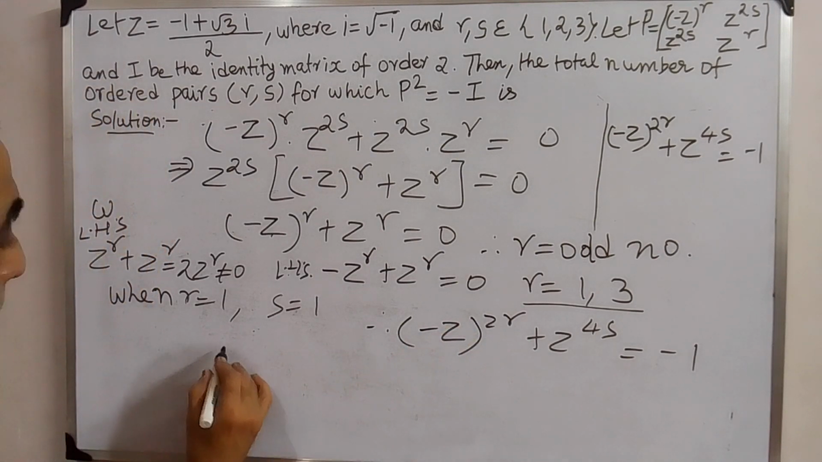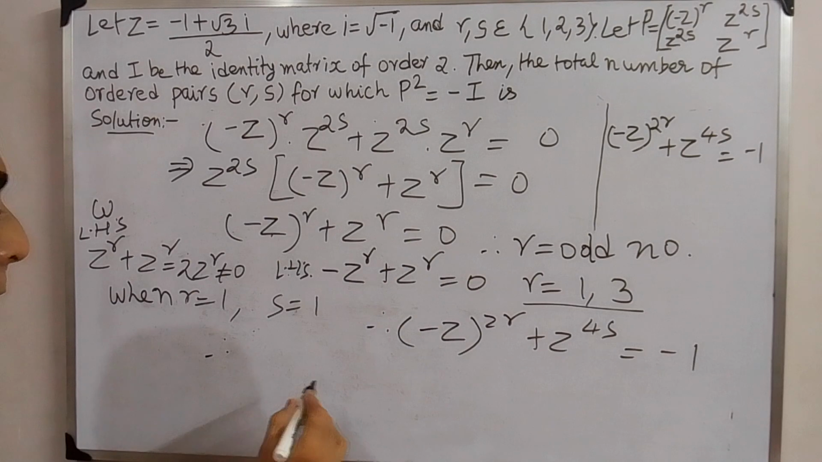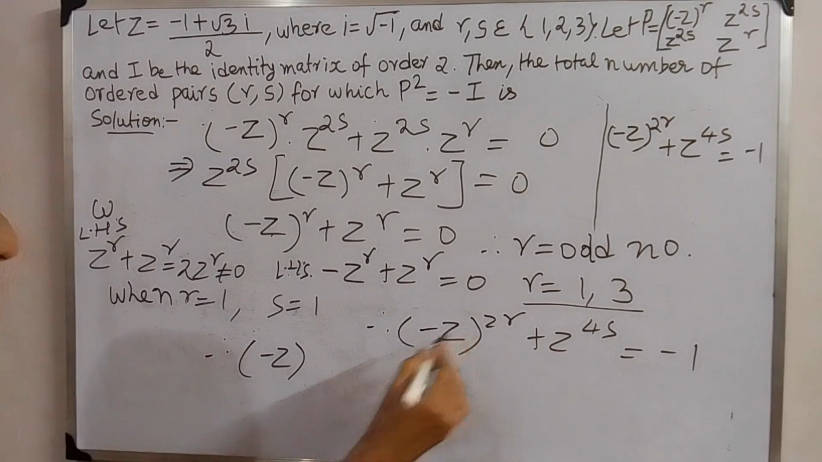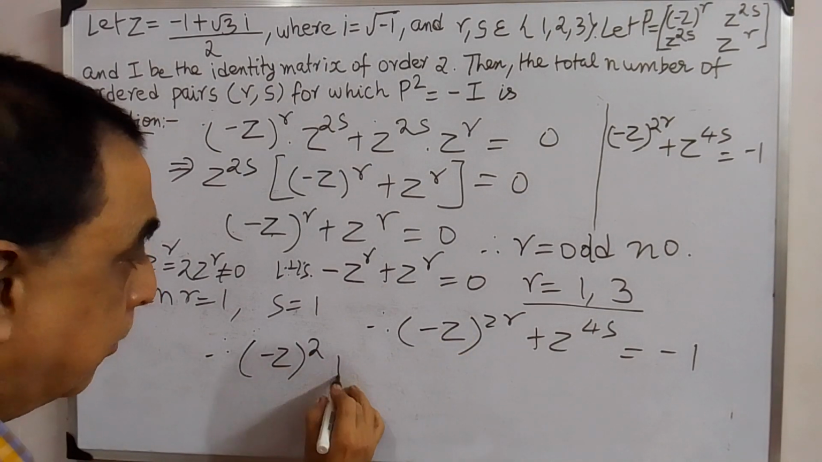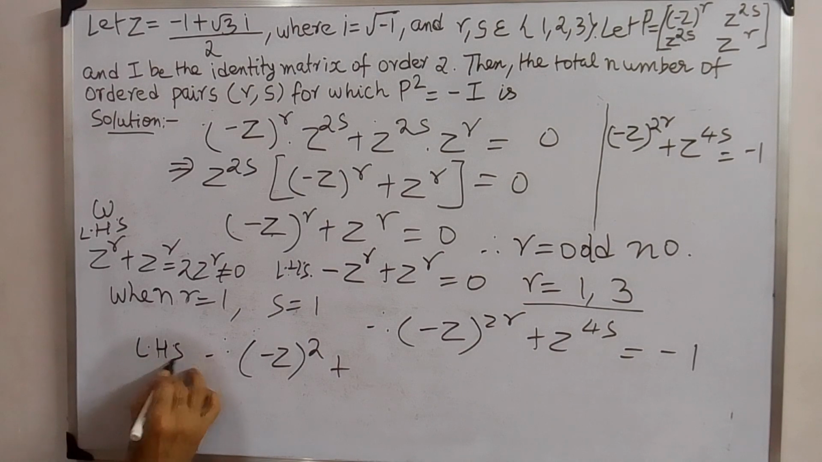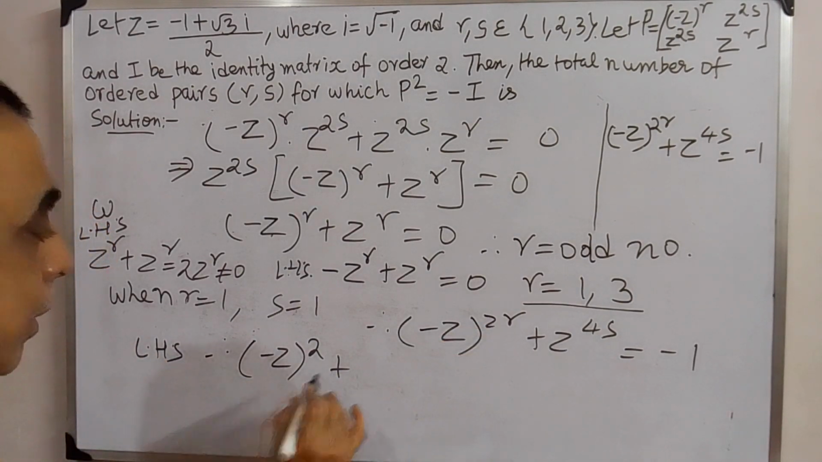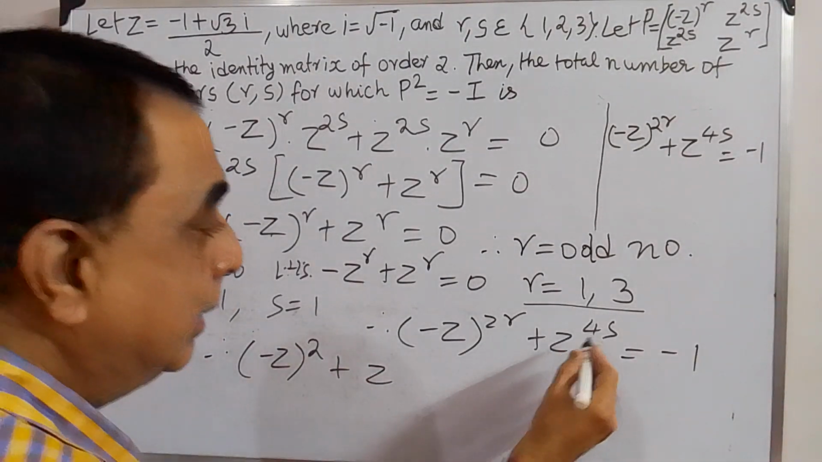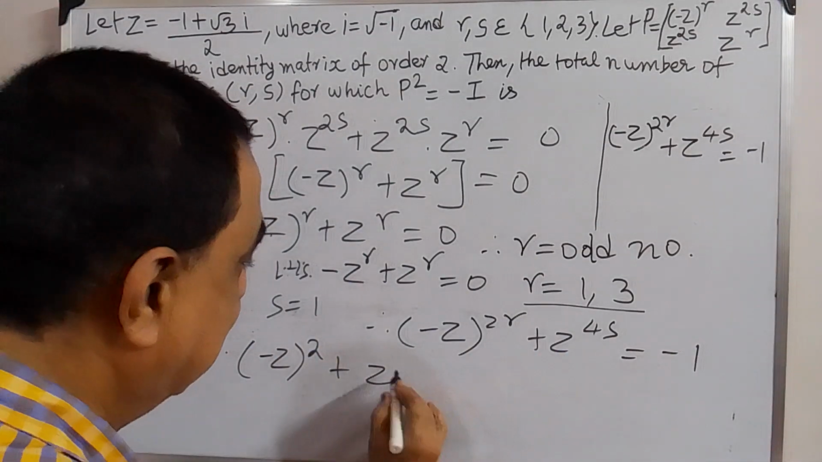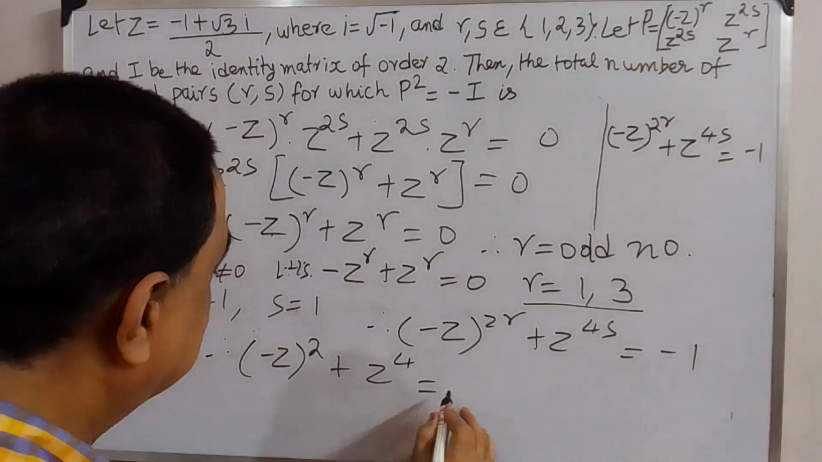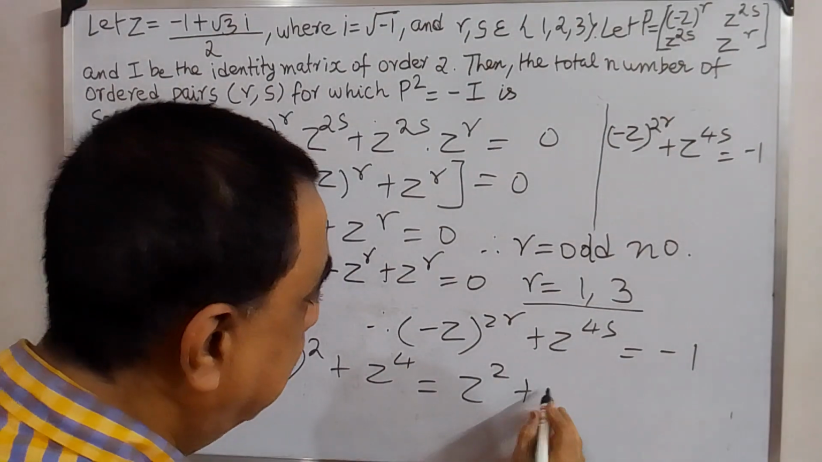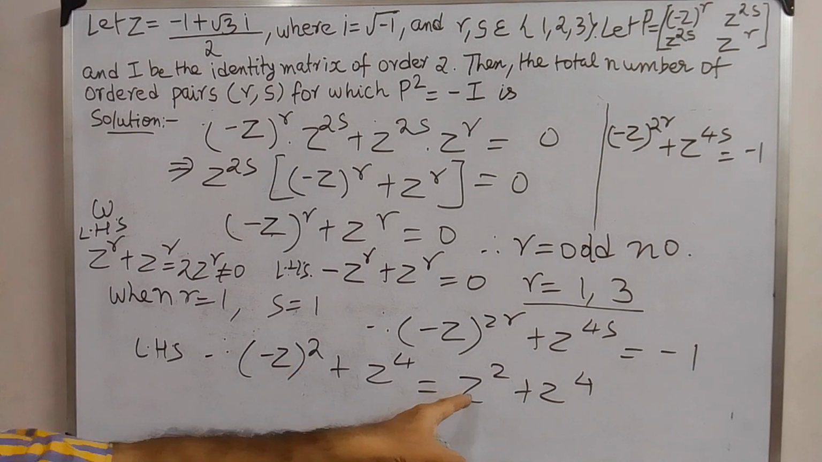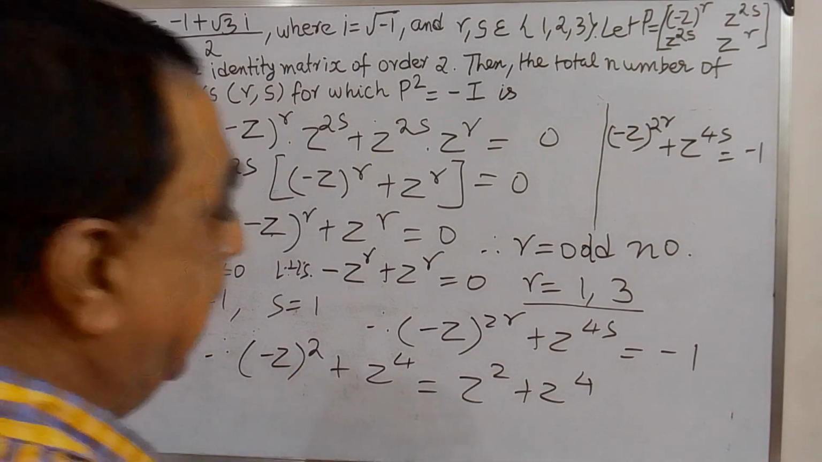So what do we have here? When r is 1, this becomes minus z to the power 2 plus z to the power 4 into s, that is 4. Because minus will become plus, it will become z squared plus z to the power 4, and z is what?